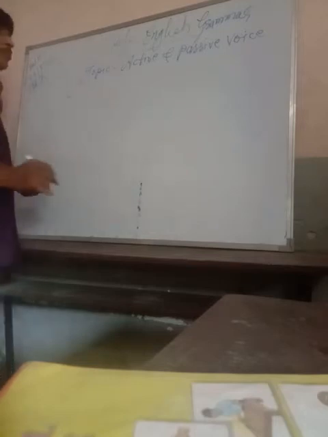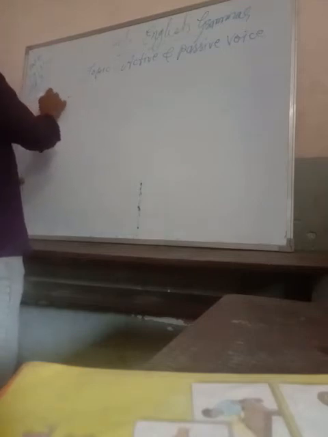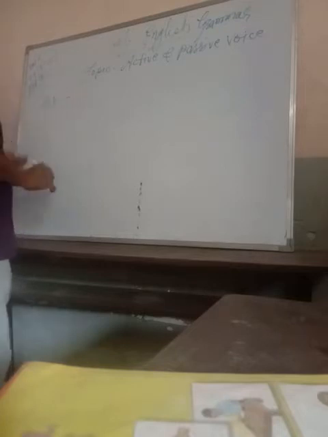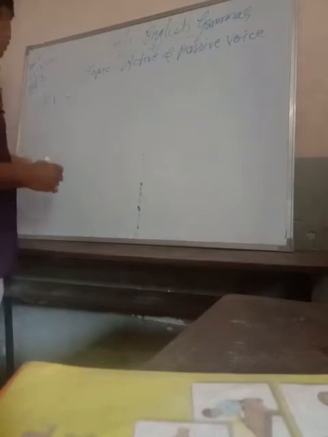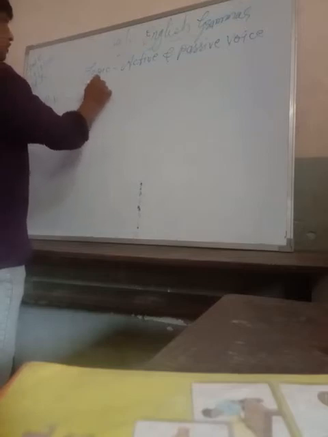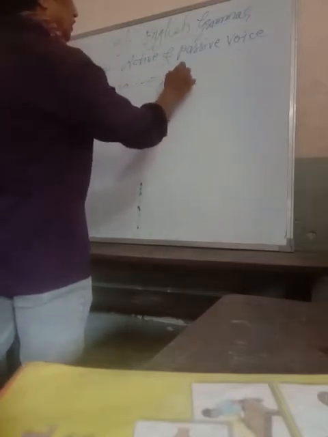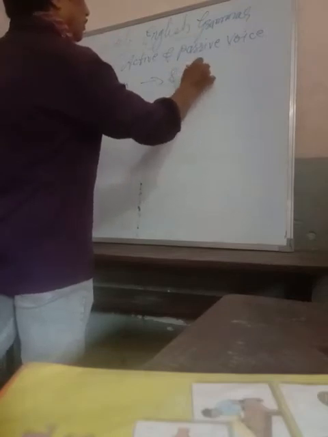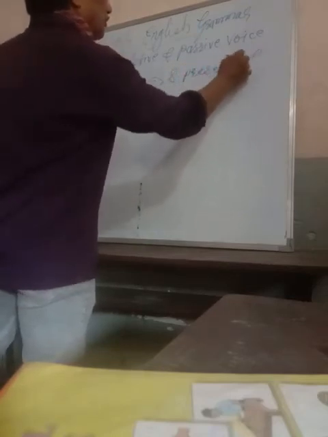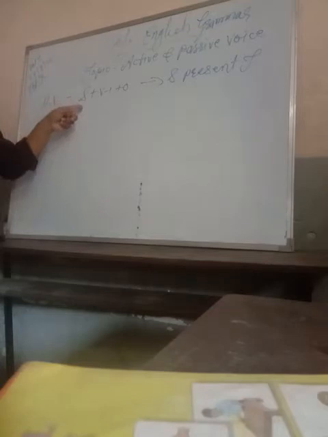So first of all I am going to give you the formula of active voice. Active voice in short we are going to write AV, because we cannot write all the time the long form of this word. So the formula of active voice: Subject plus V1 plus object. Now this formula actually belongs to simple present tense.